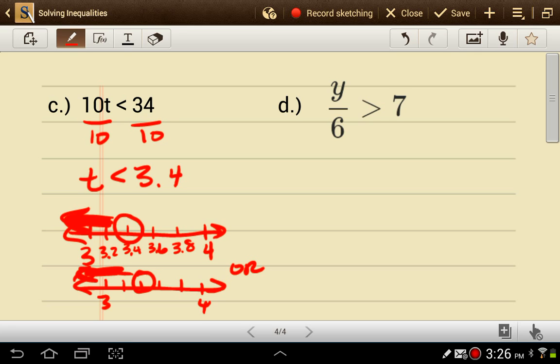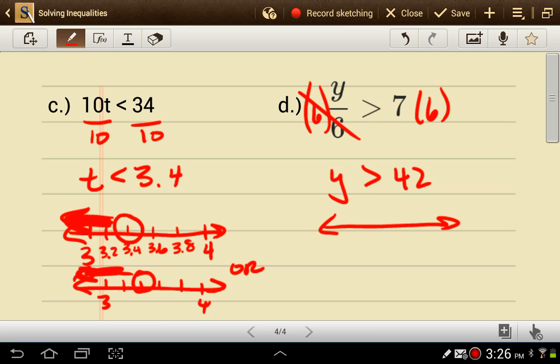All right, and for D here, I'm going to use my multiplication property of inequalities. I'm going to multiply both sides by 6. That's going to cross those out, so you get y is greater than 42. So again, solving it is the same thing as the equations. The difference is it's an inequality symbol, so do not forget to put your inequality symbol in there.